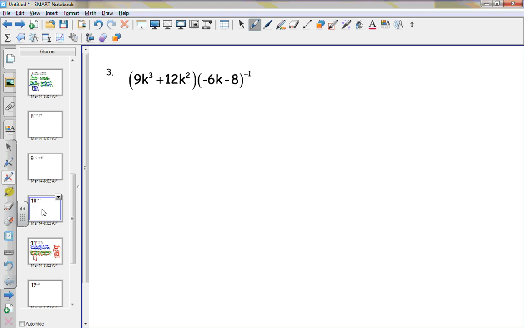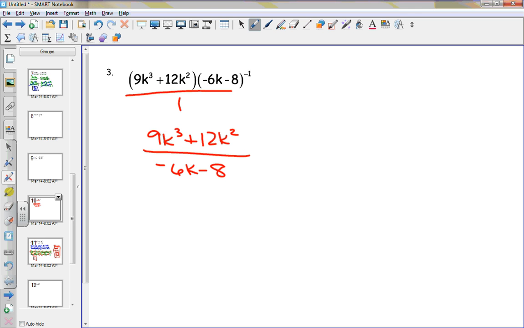Last one I'm going to do with you. Number 3. Oh. What do you think? You take out 3k squared. Start by dropping the negative. Get rid of the negative x on it. So make this a fraction. 9k cubed plus 12k squared hangs out, and minus 6k minus 8 goes to the bottom.